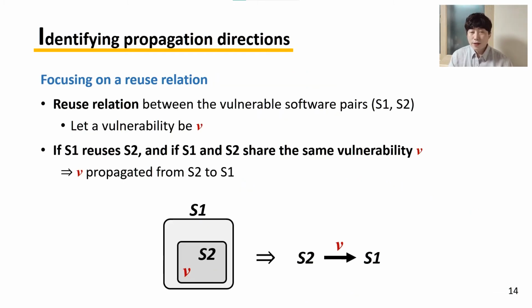Next, V0Finder identifies the propagation direction between every vulnerable software pair. Instead of using timestamp-based metadata, we focus on a reuse relation between the two vulnerable software. If software S1 reuses software S2, and if the two software share the same vulnerability, we can determine that the vulnerable code has propagated from S2 to S1.